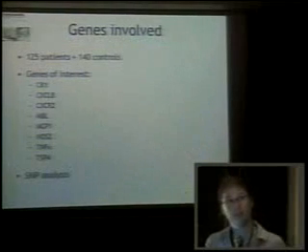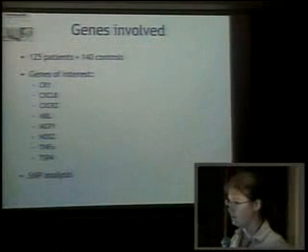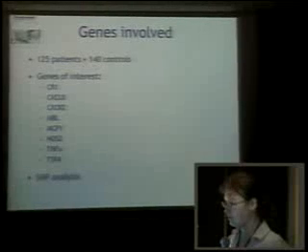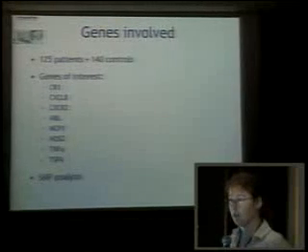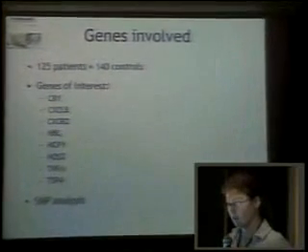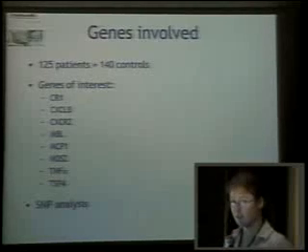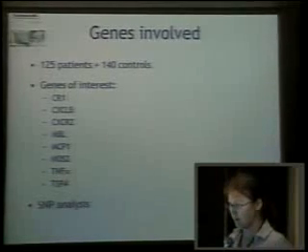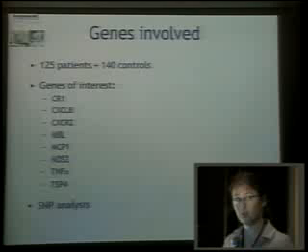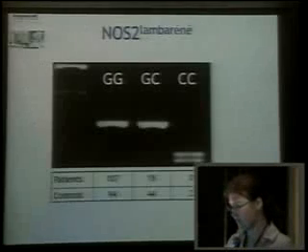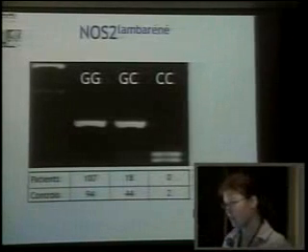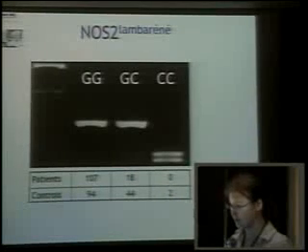So by using this scheme, again we took 125 patients and 140 healthy controls, and we did again a SNP analysis. We selected some genes of interest which were involved in this innate immune response. And we used complement receptor 1, interleukin 8 and the receptor for interleukin 8, mannose-binding lectin, MCP1, nitric oxide synthase 2, TNF-alpha and thrombospondin 4. And again we performed the SNP analysis. So this picture should look familiar by now. We did find some differences in the NOS2 gene.